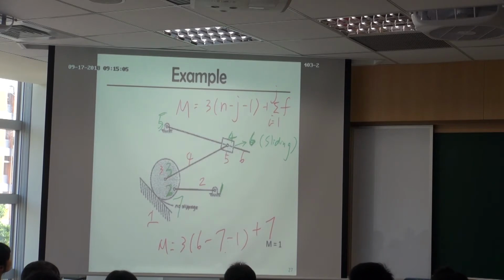So you can calculate it. 3 times (6 minus 1), so 3 times 5, minus 14, plus 7. Hmm, let me restate: you get 1. So the mobility of this mechanism is 1. Any questions so far?